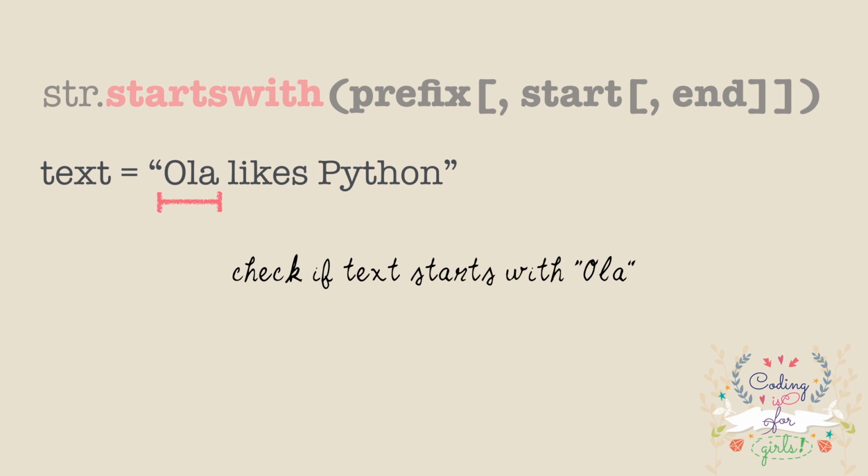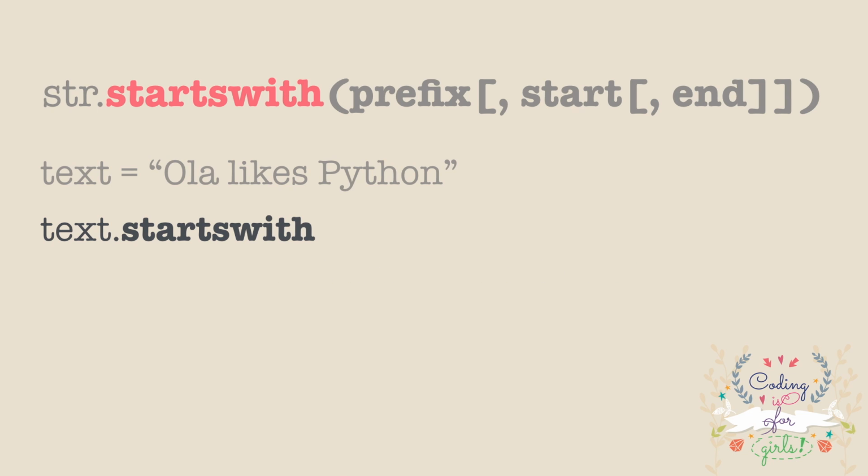We already know that startswith is the name of the method, and we should use that after our text. Then we have one required argument, prefix. This is the text that we will look if the text is starting with. In this scenario, it's "Ola".